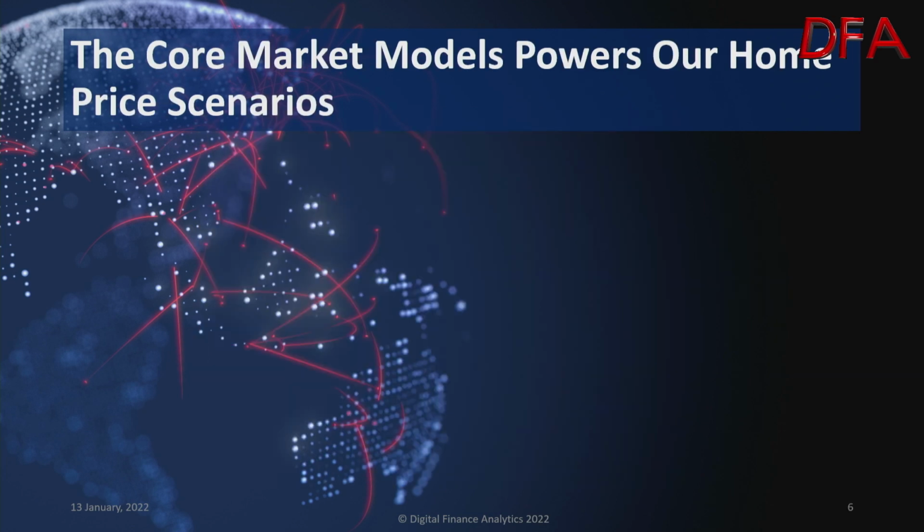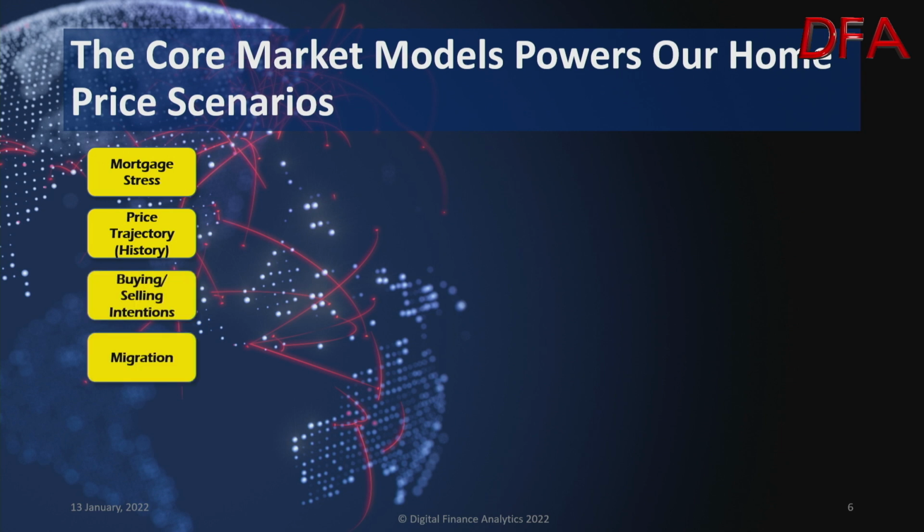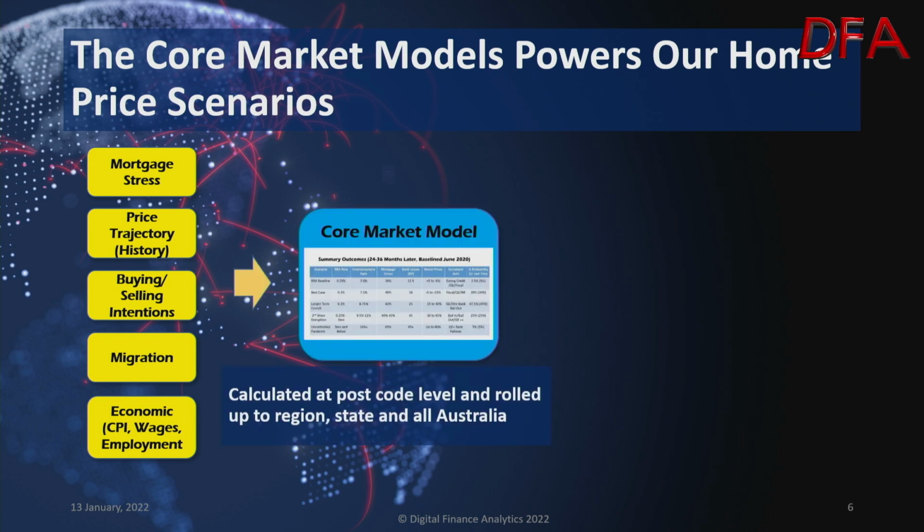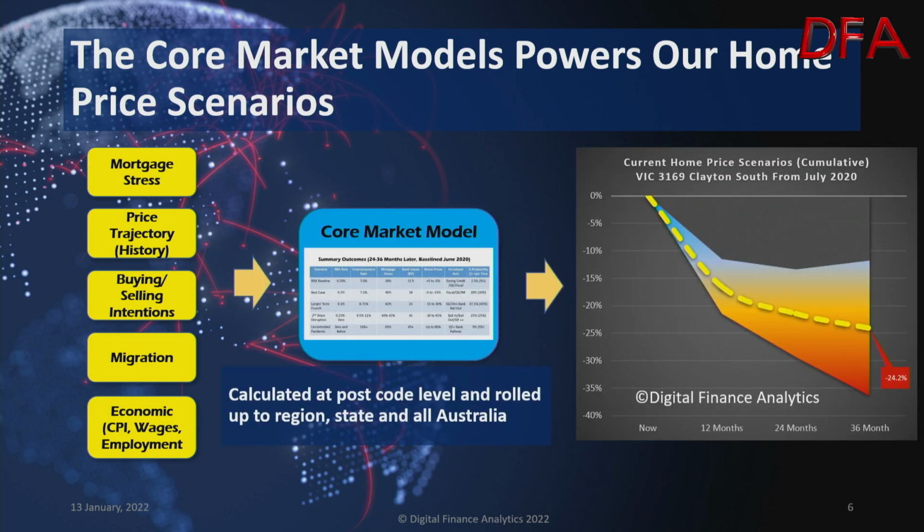Now, if I then go into the stress, price trajectory data, the buying and selling intentions, the migration data, and the economic data down at the postcode level, bang it through the core market model and the scenarios, that allows us to create some scenarios for a particular postcode. This is an out-of-date slide, but it gives you the point. So we can talk quite granularly about what may happen ahead based on all the dimensions that we're seeing.